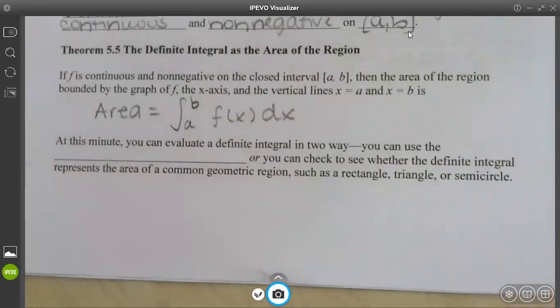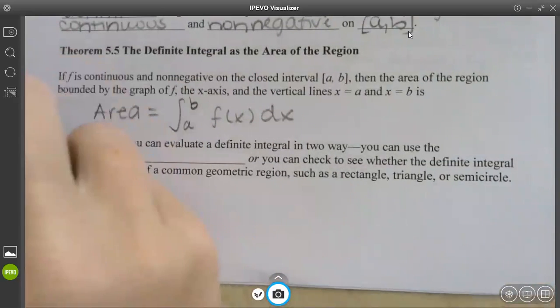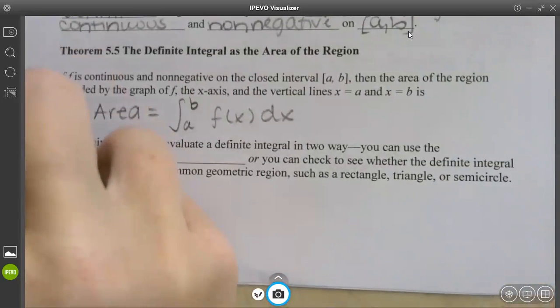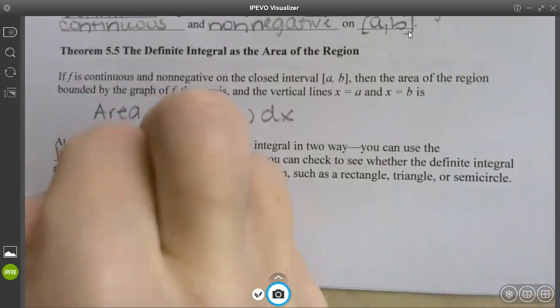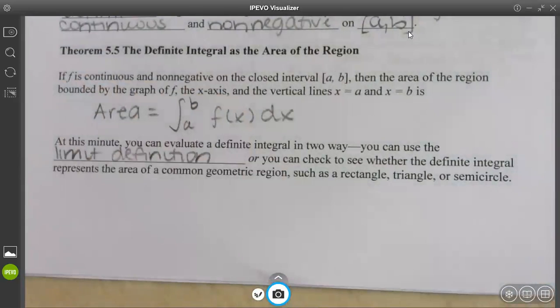Okay. At this minute, you can evaluate a definite integral in, should say, two ways. Sorry, you can use the limit definition, which is what we just did. Or you can check to see whether the definite integral represents the area of a common geometric region, such as a rectangle, triangle, or semicircle.